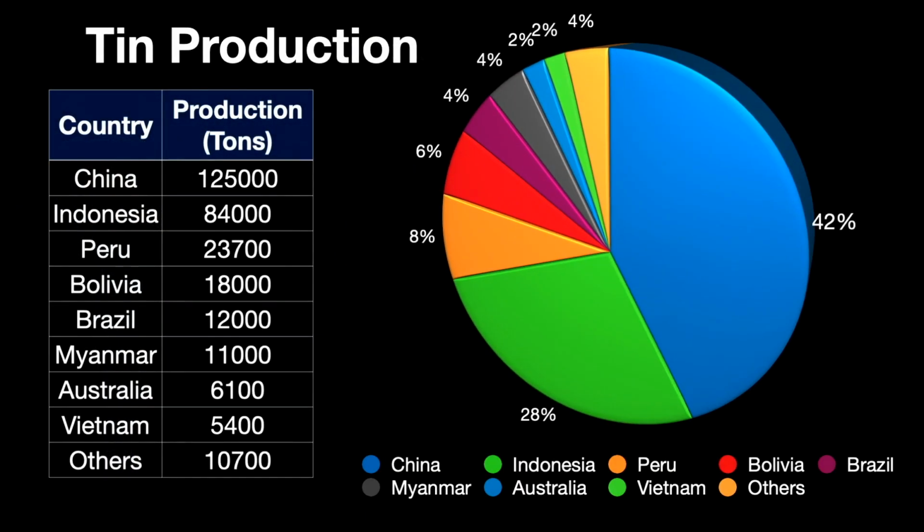The main suppliers of tin are China, producing 42% of the tin in the world, followed by Indonesia with 28%, then Peru, Bolivia, and others. In the U.S., we import 77% of the tin we use.